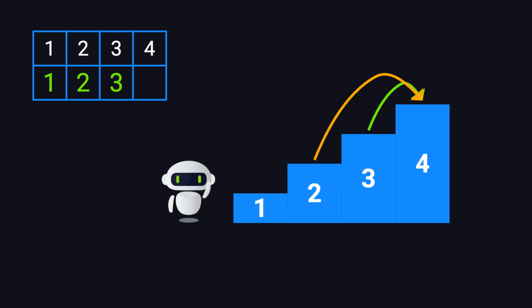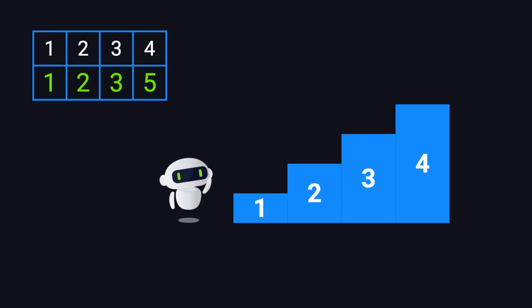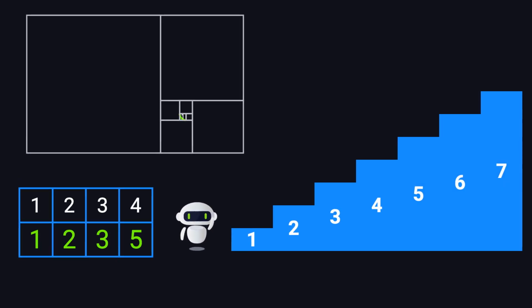That's it. Those are the only 2 options, since you're only allowed to climb 1 or 2 steps at a time. So, the number of ways to reach step 4 is just the number of ways to reach step 2, plus the number of ways to reach step 3. And we've already calculated both earlier. 2 plus 3 gives us 5 ways. Now looking at the table, you can clearly see the pattern. This is actually a Fibonacci sequence. Each step's count equals the sum of the previous 2.